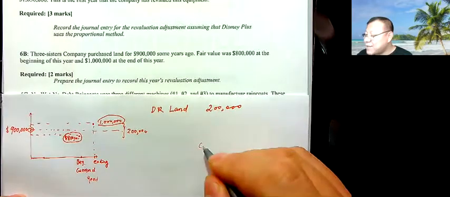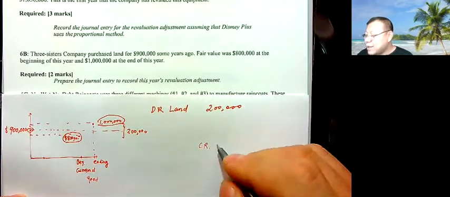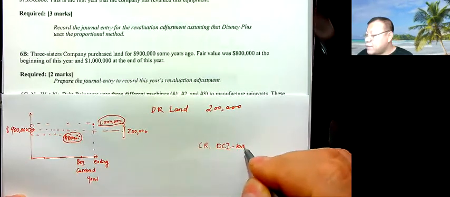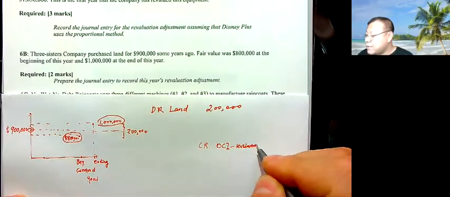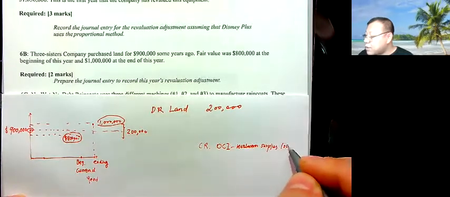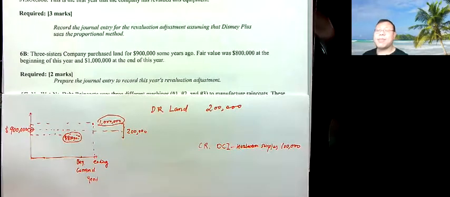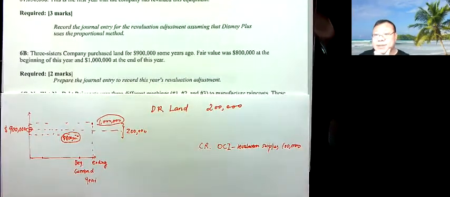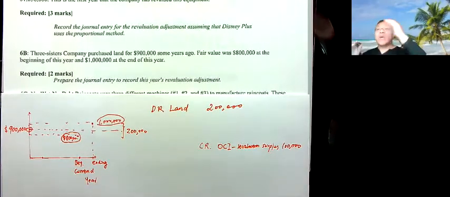Okay, so you're gonna credit OCI, right? Revaluation surplus for 100,000. Right? That's your cumulative valuation surplus. So by comparing your current value with the original value, right?